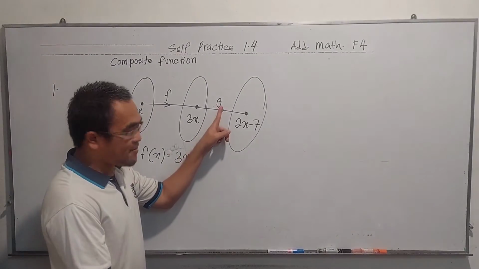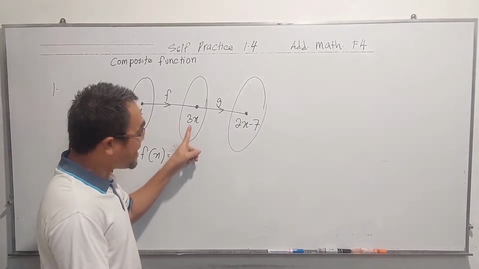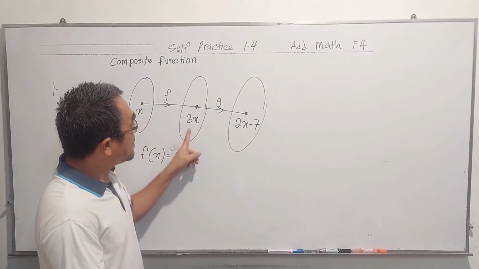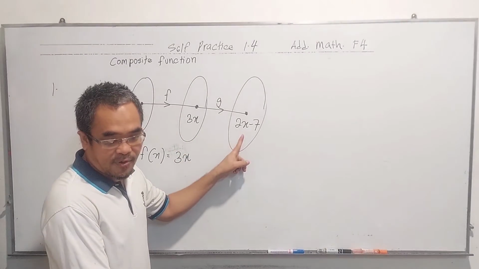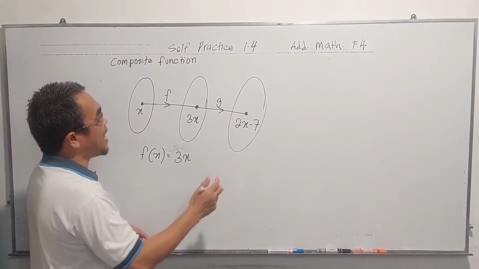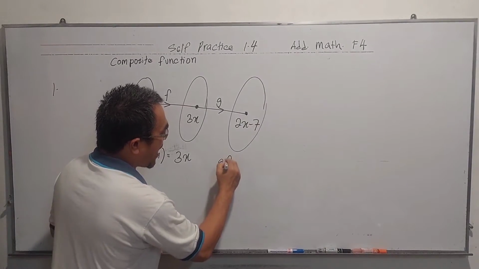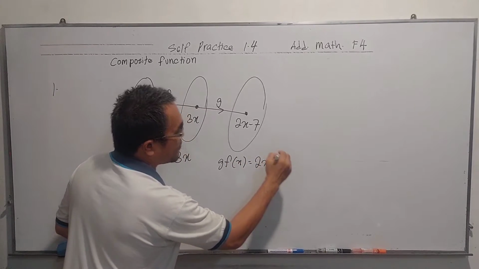So is g(x) 2x minus 7? No, because this is 3x. From 3x, it goes to 2x minus 7. So what is this 2x minus 7? This is actually g(f(x)) is 2x minus 7.